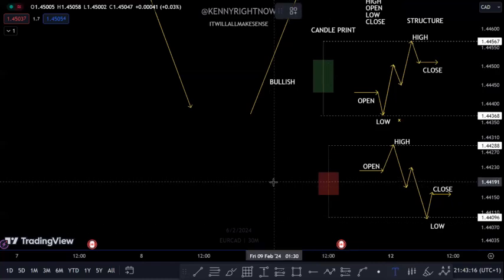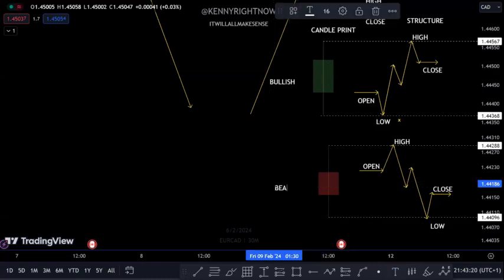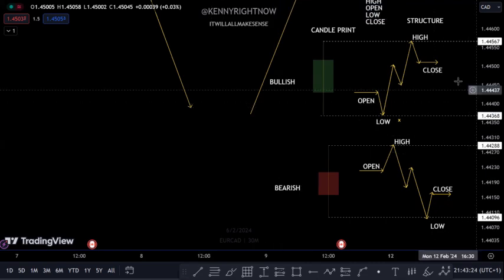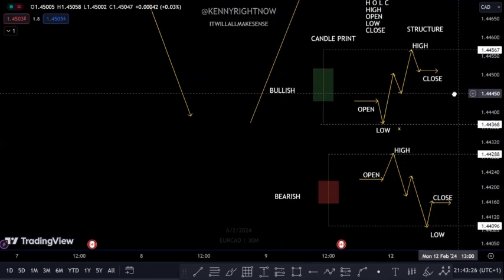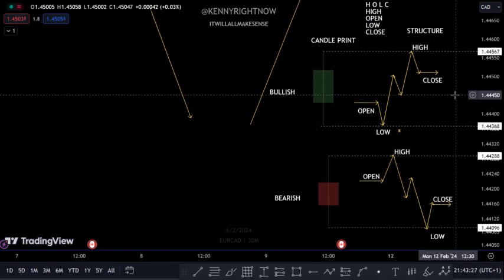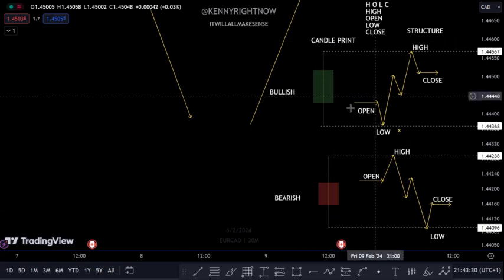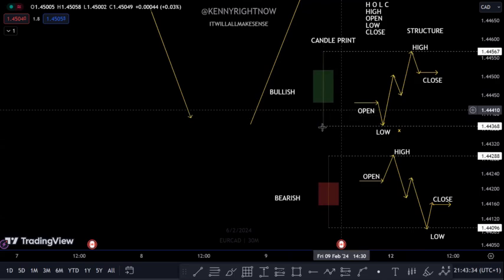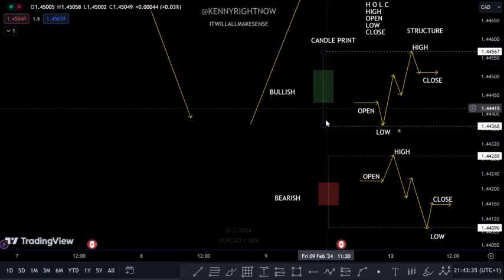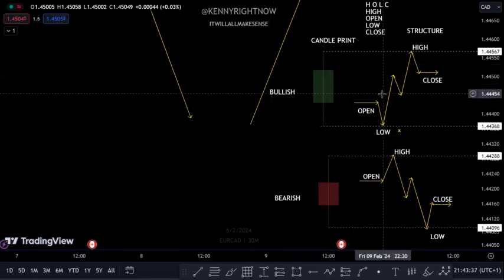And this is what? This is a bearish candle print. Now, this is the only thing, this is all you need to know about candlesticks. Now, this is candlesticks, right? Candlestick pattern, candlestick pattern, candlestick pattern. Now, in the candle, you see structures, right?